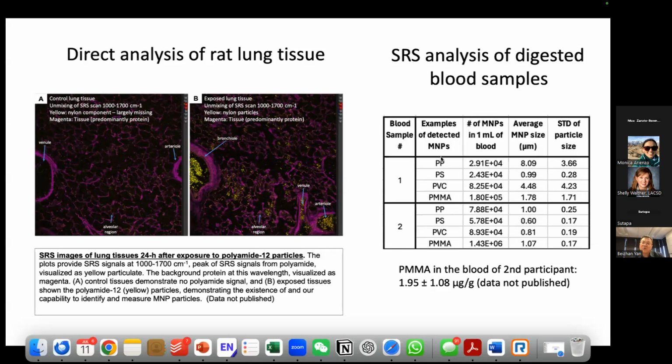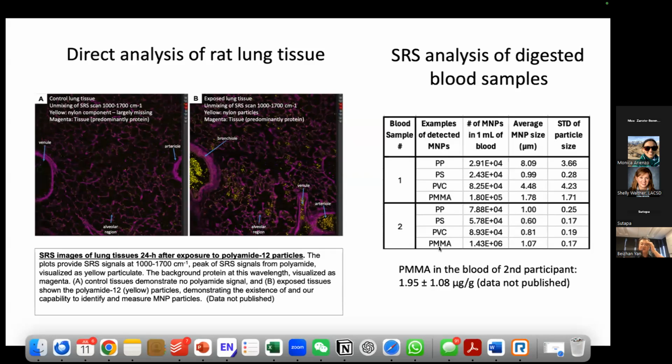And so we can see all the major plastic types, but I am only listing four plastic sample types: polypropylene, polystyrene, PVC, and PMMA. And we clearly see these two people were exposed very differently. One person was exposed a little bit more to the larger particles. One person was more exposed to small particles, about 1 micron.